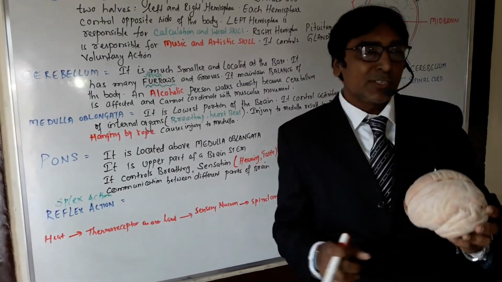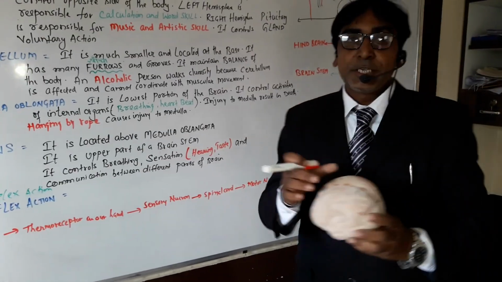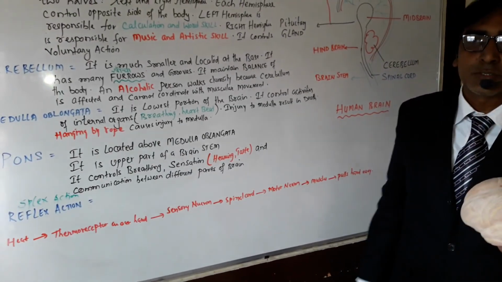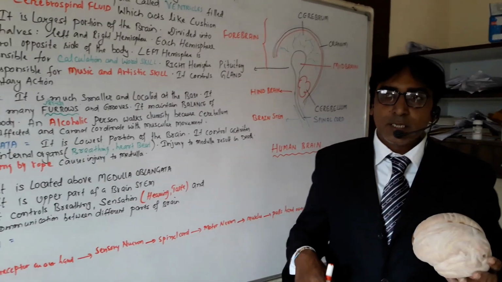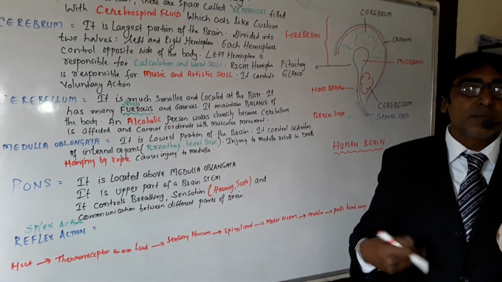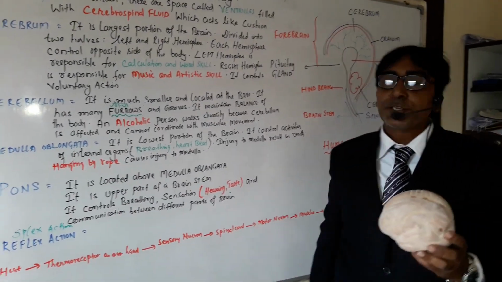The important function of the cerebrum is that it controls the voluntary actions. Voluntary actions means the actions which are done by our own will, not those which come from the interior by themselves.